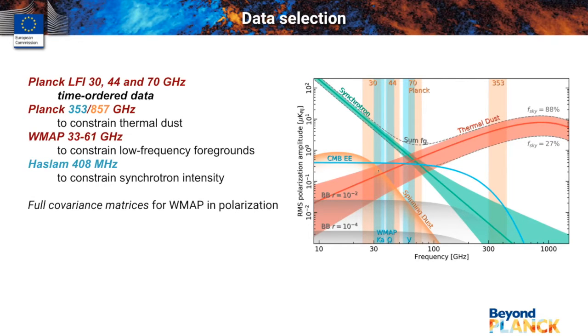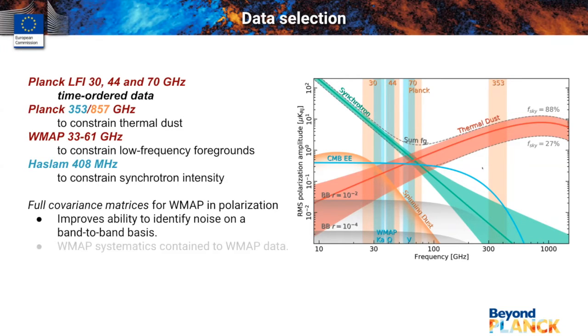So in addition to this, we also include full covariance matrices in WMAP for polarization. And this drastically improves our ability to identify noise on a band-to-band basis. And this really mitigates the systematic effect leakage from one band to another, so that the WMAP systematics are contained to those residual maps and whatnot. So we also note here, and a very important thing that I will be stressing throughout this presentation, is that this is a sparse data set.